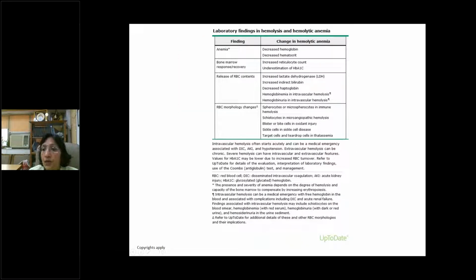Then what will happen if hemolysis occurs? You always remember hemolysis means destruction of RBC. Destruction of RBC means presence of anemia. But the type of anemia is normocytic normochromic anemia. You always remember normocytic normochromic anemia in pure hemolytic anemia.